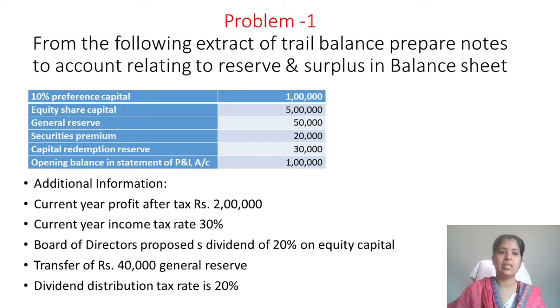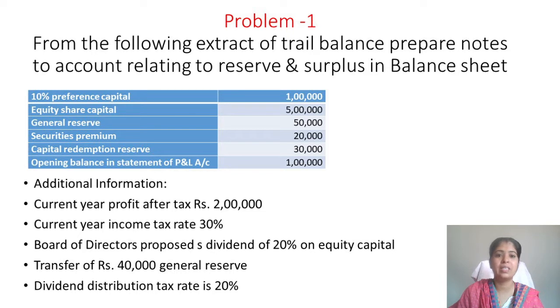Additional information: current year profit after tax is 2 lakhs. The last line of the trial balance is the opening balance in the statement of profit and loss, around 1 lakh rupees. Now current year profit is 2 lakh rupees; in total it will be considered as 3 lakhs. Current year income tax rate is 30%. On 2 lakhs current year profit, 30% has to be charged. 30% of 2 lakhs is 60,000. 2 lakhs minus 60,000 will be considered as 1,40,000.